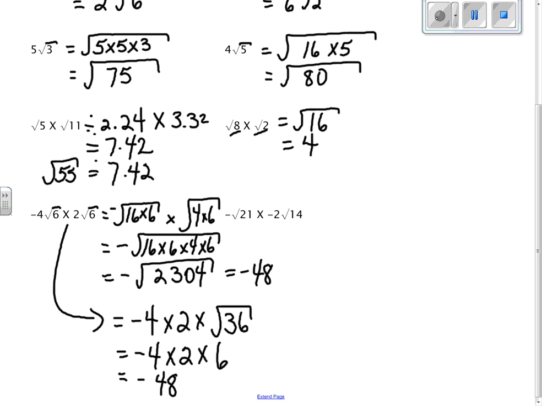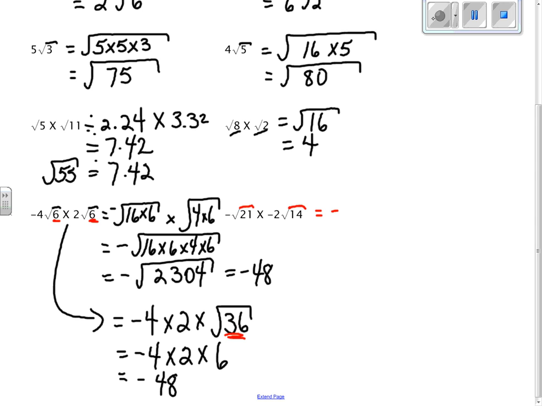So order of operations is the same for multiplication, and we just have that one little trick that we can put the roots together under the root sign and make things a lot easier. The last one on this page is minus the root of 21 times minus 2 times the root of 14.